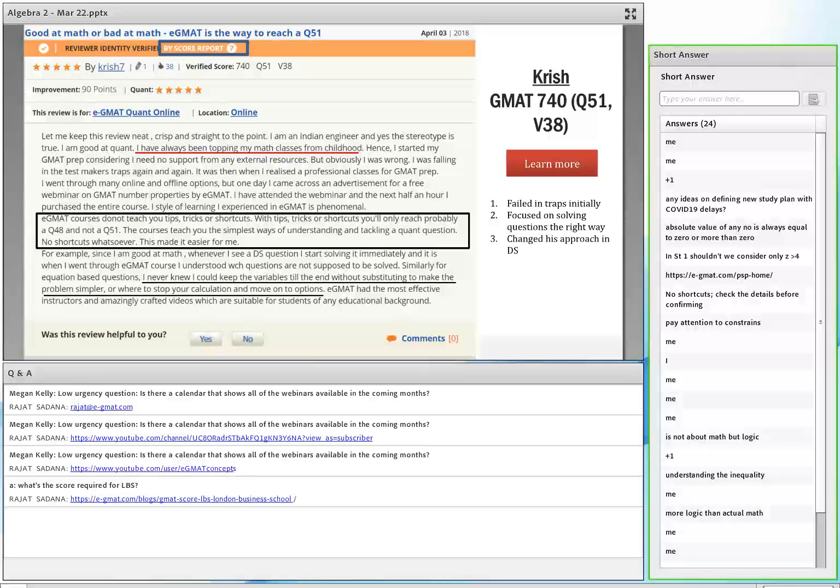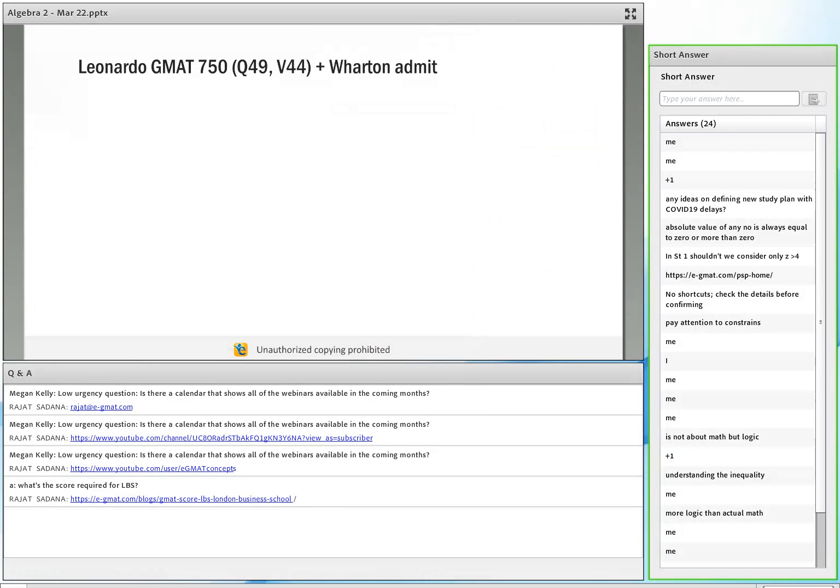He said, for example, I never knew that I could keep the variables till the end without substituting to make the problem simpler, or to stop your calculation and move to options. And that's really important. You're essentially looking at this and saying, this is not there to be solved. In the absolute value questions, some of the DS questions, had you tried to look at them from a math perspective rather than from an English perspective, you would have gotten so many cases that you would have taken a ton of time solving this, and you would not have come to a certain conclusion. So knowing that is really important.